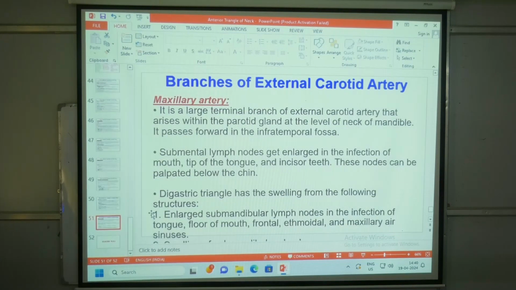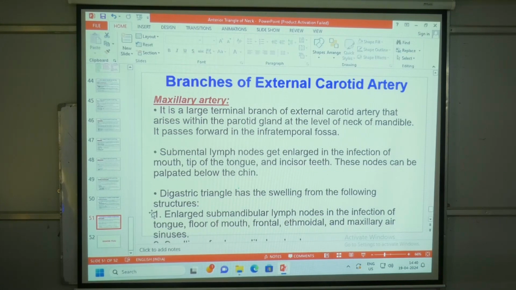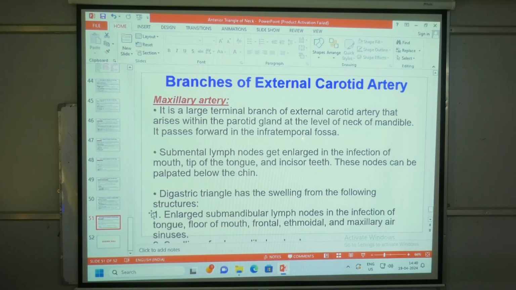Okay. Now maxillary artery, last branch, maxillary, second terminal branch. Okay. Superficial temporal and maxillary. Larger terminal branch of the external carotid that arises within the parotid gland at the level of the neck of the mandible, and it passes forward in the infratemporal fossa.